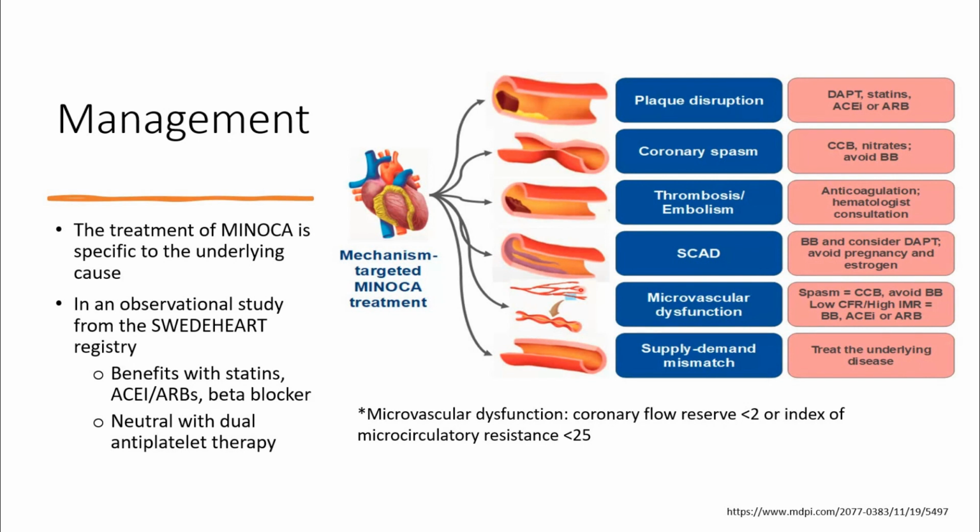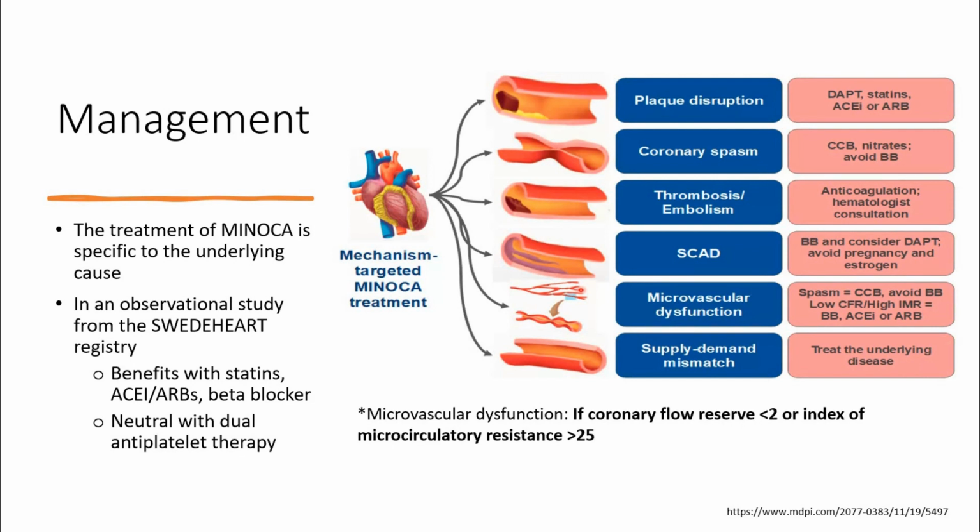So if the patient was found to have plaque disruption, then we would treat them with dual antiplatelet therapy, statins, ACE, or ARB. If there's coronary vasospasm, then the treatment is calcium channel blockers and nitrates. Thrombosis or embolism, we treat the underlying hypercoagulable state in a heme consultation. Spontaneous coronary artery dissection, that's treated with beta blocker and aspirin. However, we also consider dual antiplatelet therapy.